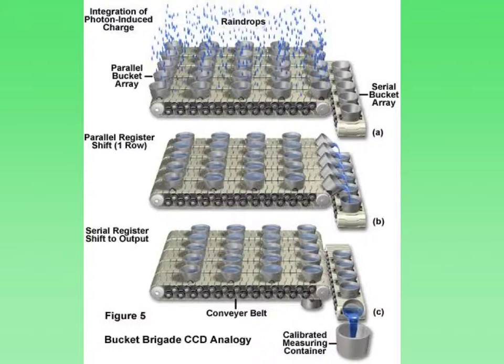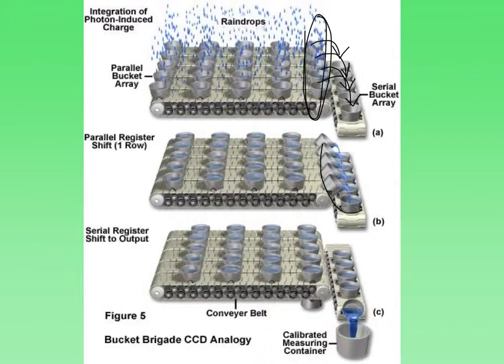If you think about it like an array of buckets collecting water. So you have this set of buckets collecting water, and it rains a different amount in each bucket, and you're trying to keep track of that. And so once all the rain has been collected, this first set of buckets is going to dump all their water into the serial bucket array, just like our CCDs are going to dump all of their holes into the serial array on the CCD.